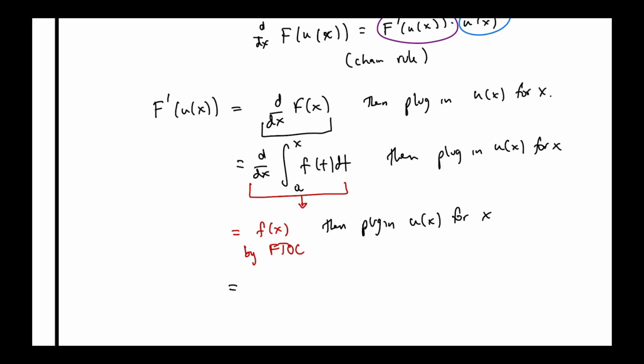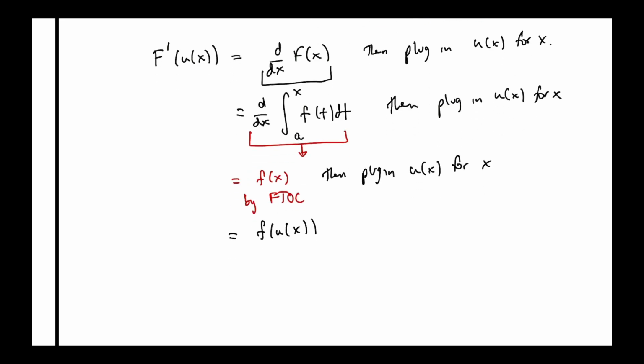Because I still said I have to plug in u of x. All right, and so what I would get is f of u of x. Okay, does that make sense? So it's the inside function with u plugged in for x. Okay? All right, so let's put all this together.